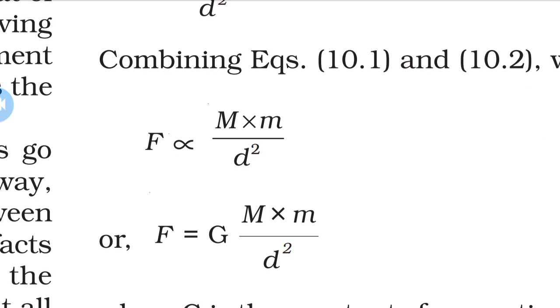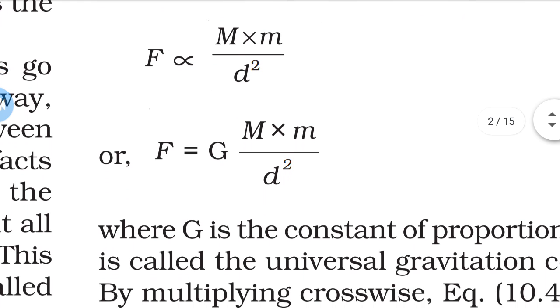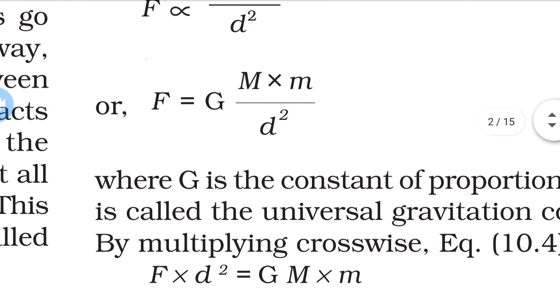Now we remove the proportionality sign and add a constant, capital G, the proportionality constant. So F is equal to G times capital M multiplied by small m upon d square. Here capital G is known as the constant of proportionality, the universal gravitational constant.